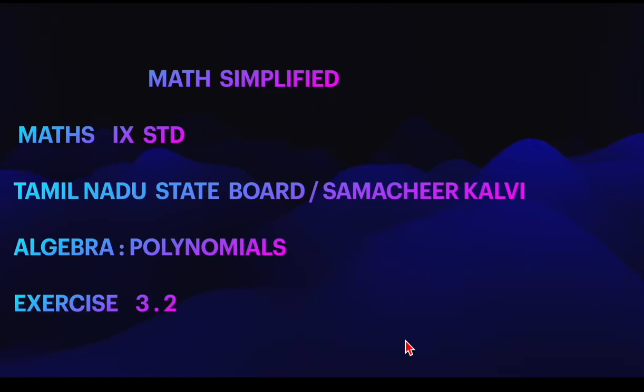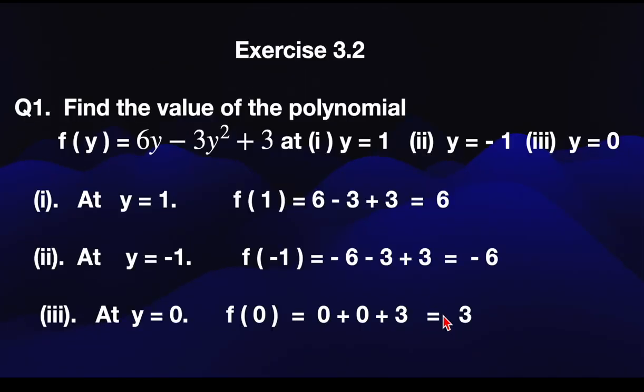Modified for 9th standard. We are studying algebra, polynomials, exercise 3.2. Find the value of the polynomial f(y) = 6y - 3y² + 3 at y = 1, y = -1 and y = 0. So let's do the first one, y = 1. Put the value of y = 1 in this polynomial.